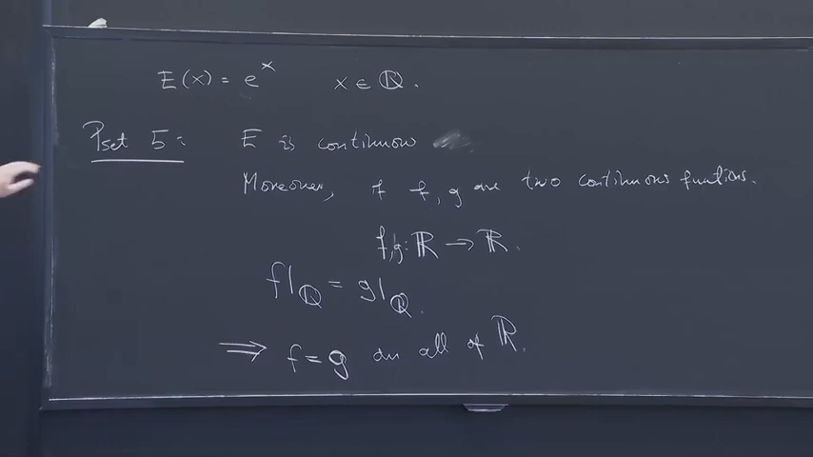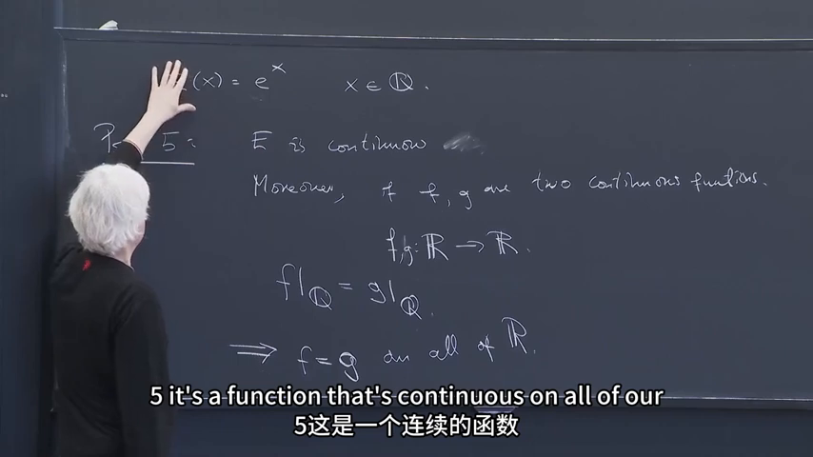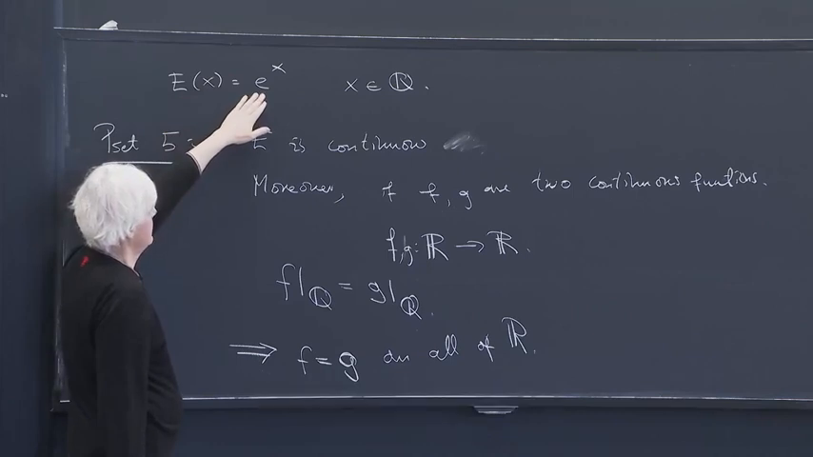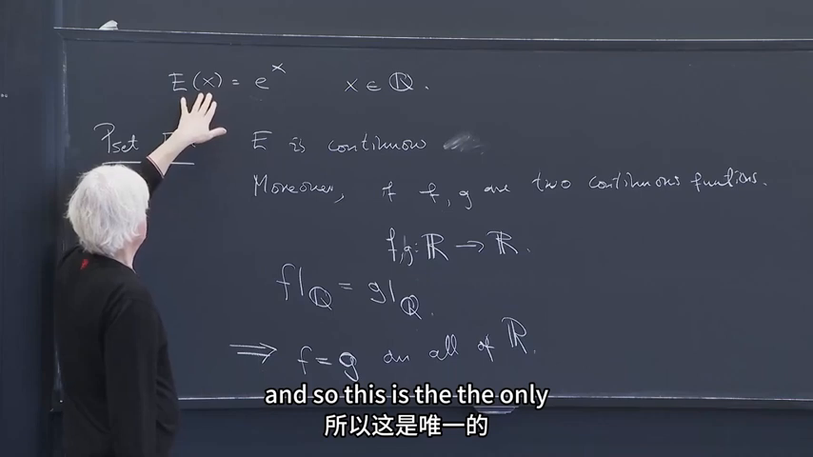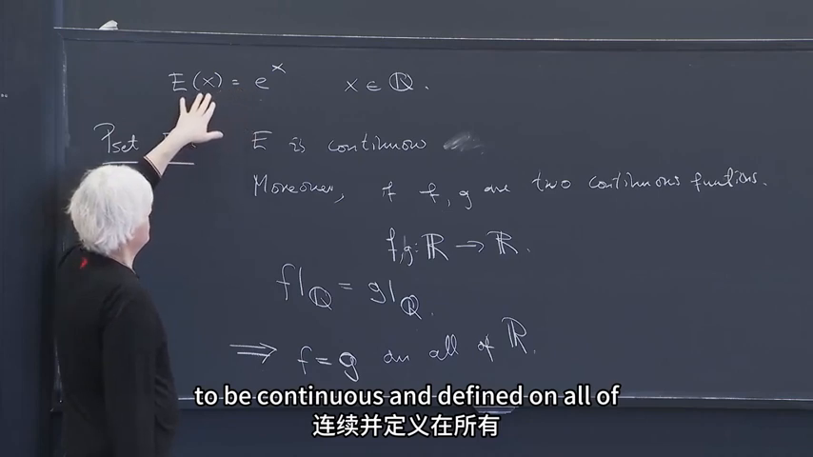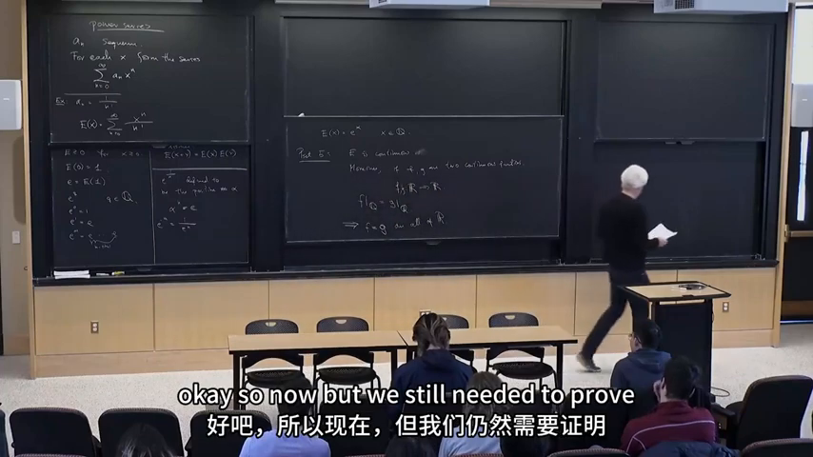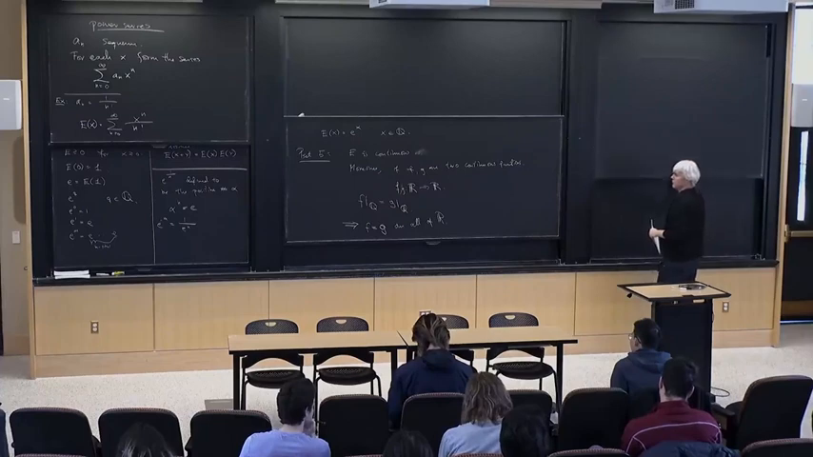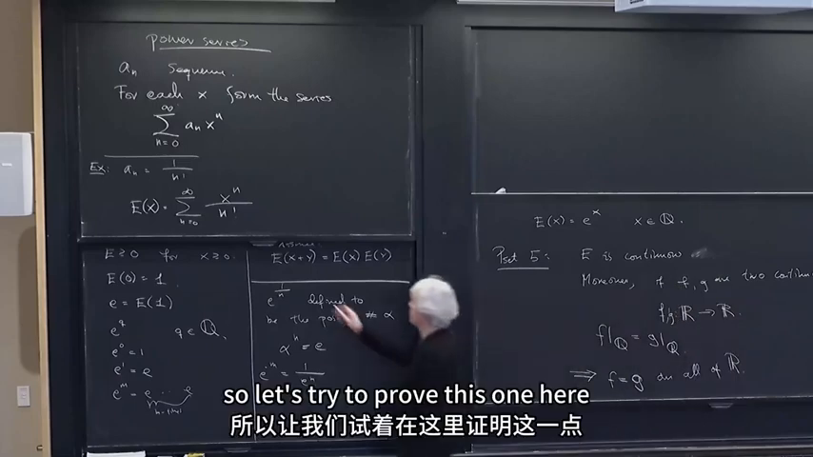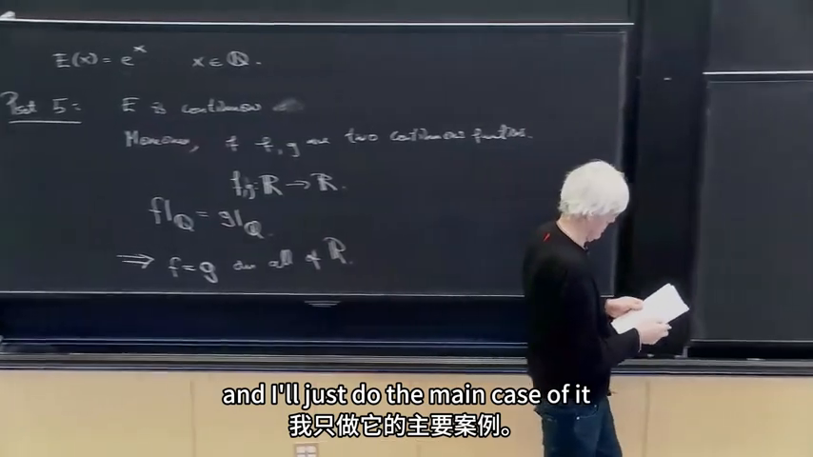Okay, so in other words, this one here is a function, by problem set 5, that's continuous on all of R. It agrees with this function. And so this is the only extension of this function to be continuous and defined on all of R. Okay, so now, we still needed to prove this relationship here that we assumed. So let's try to prove this one here. And I'll just do the main case of it.